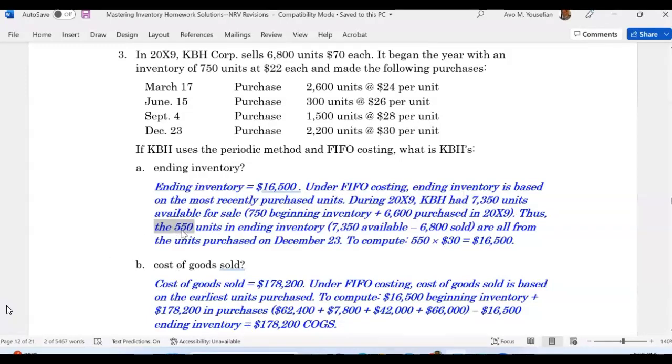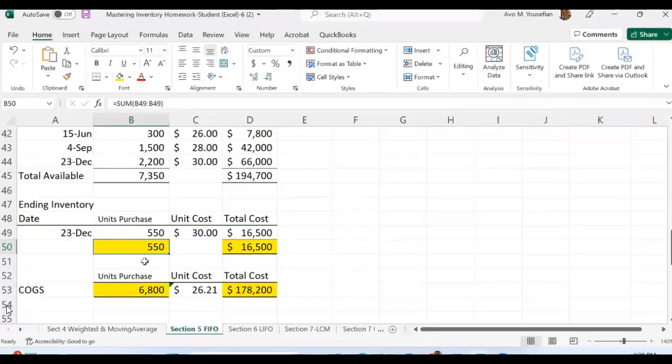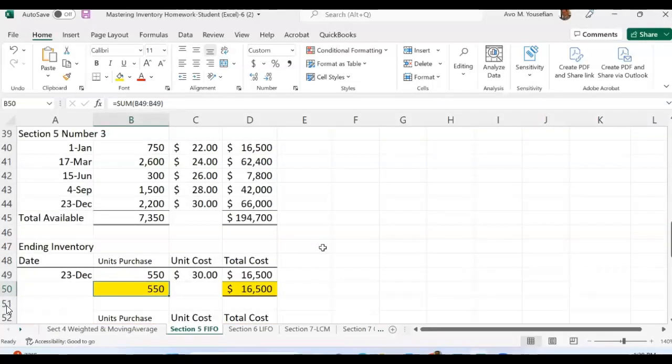So you go to ending inventory now. Let's say you got 550. So you go to Excel. You say, okay, here I have so-called 550 left. So where is that 550 coming from? 550 is coming from the inventory, right? Ending inventory count. So we know 550 is left.